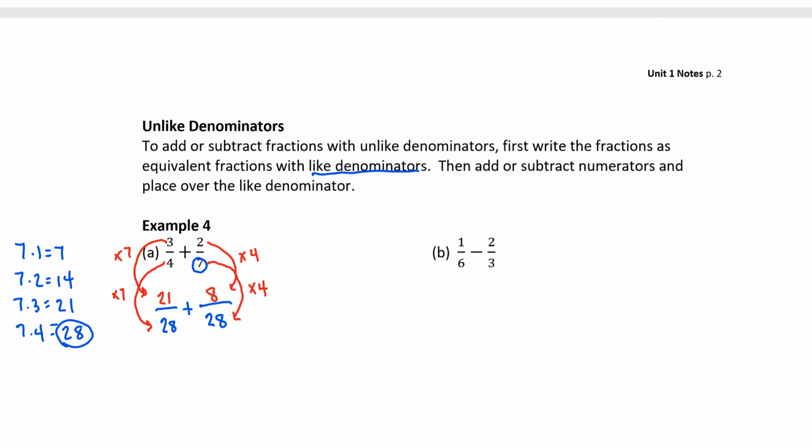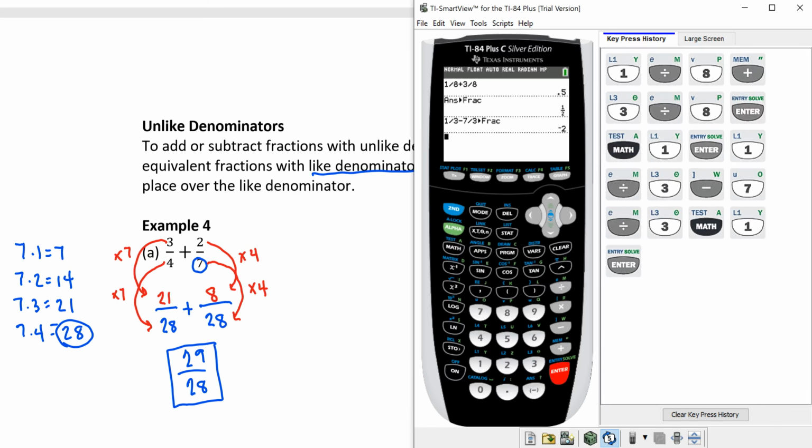We're going to finish by adding those two numerators together. 21 plus 8 is 29, and we keep the same denominator of 28. That is a reduced fraction. It happens to be improper, but in college algebra, the practice is to leave it improper and not write it as a mixed fraction. Your calculator will do the same thing.